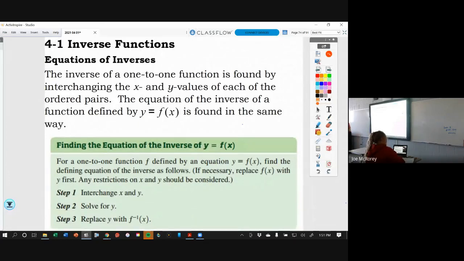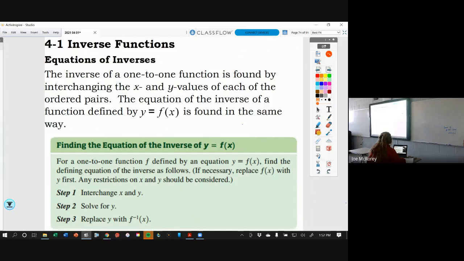Okay, equations of inverse. The inverse of a one-to-one function is found by interchanging the x and the y values of each of the ordered pairs. The equation of the inverse of a function defined by y equals f of x is found in the same way. So we're now going to look at doing equations. We were just doing points so far.